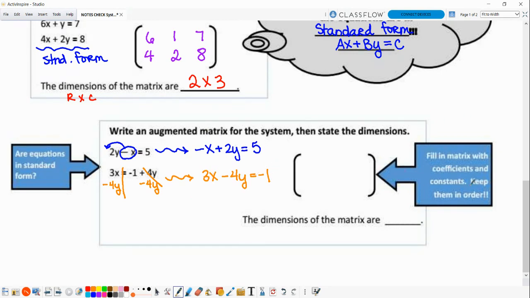We're ready to go ahead and make our matrix with our coefficients and constants. We do want to keep them in the order they're in now. So this would be negative 1, 2, and 5. This would be 3, negative 4, and negative 1. The dimensions of the matrix: rows 2, columns 3. So the dimensions here would be 2 by 3.